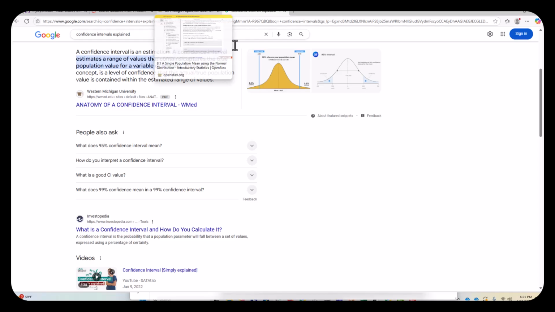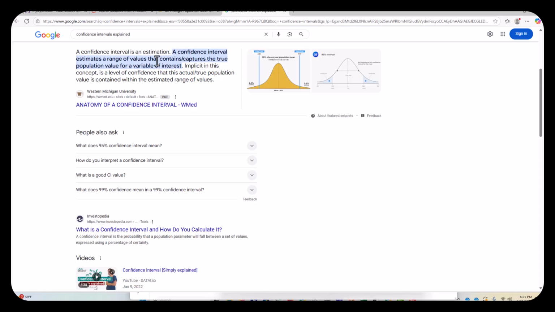Okay, this week we're going to be looking at confidence intervals in part. So, a confidence interval is an estimation, and it could be about a mean or a proportion. And it's an interval that estimates a range of values that contains or captures the true population value for the variable of interest. Again, a mean or a proportion.